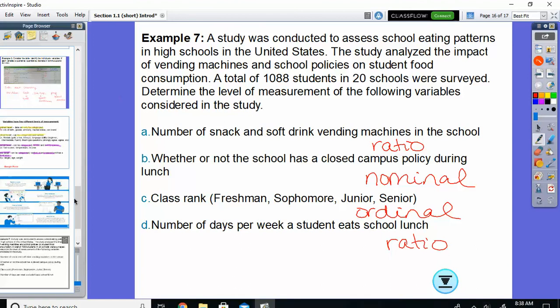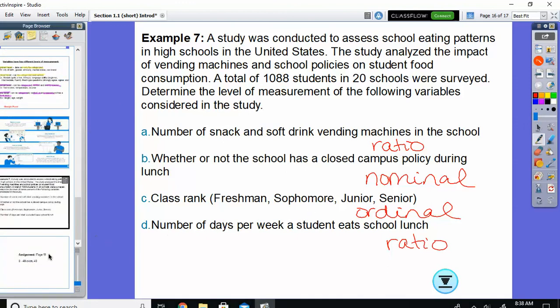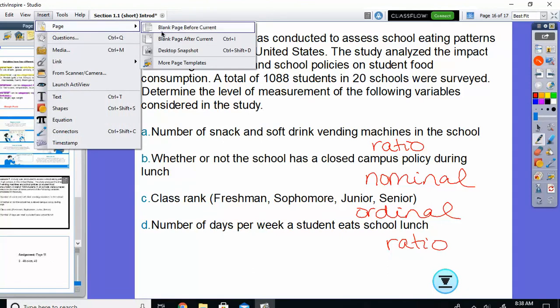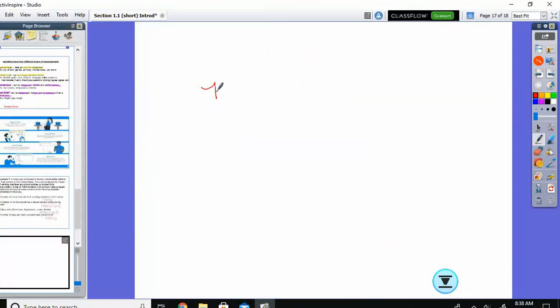Is that okay with everybody? I had a Chromebook activity practicing some of these, but I think I'm going to wait on that. We'll probably do it later on in the chapter as a review one day. So I want to go ahead and let you do your homework. So it is in the textbook.